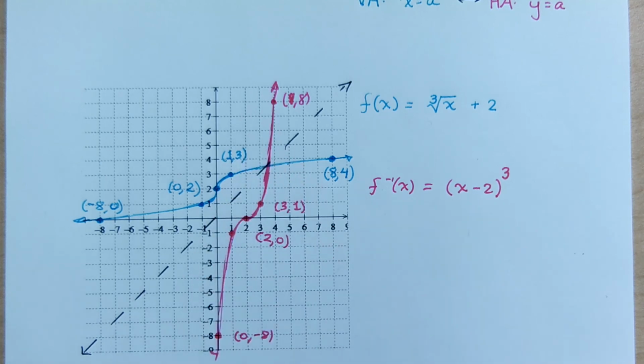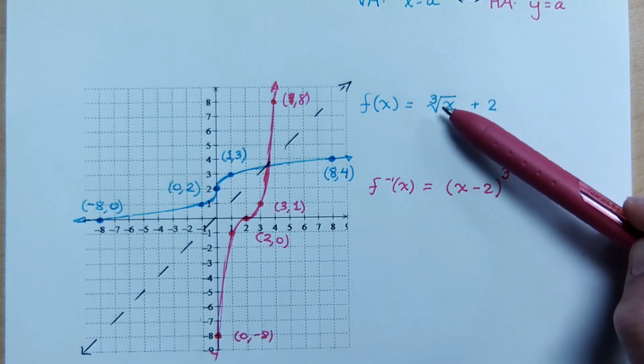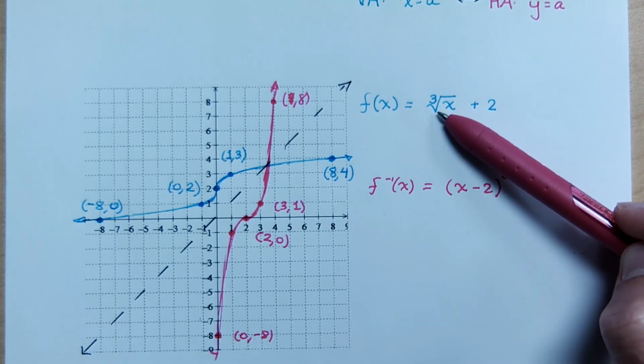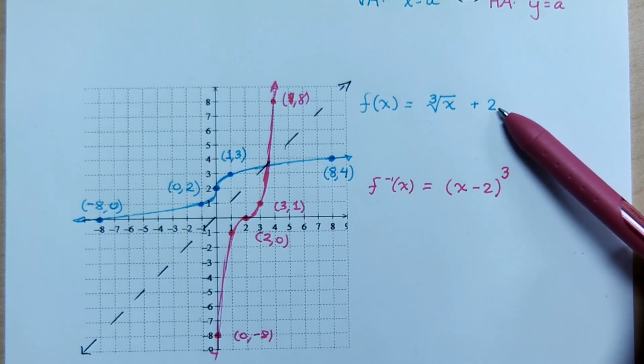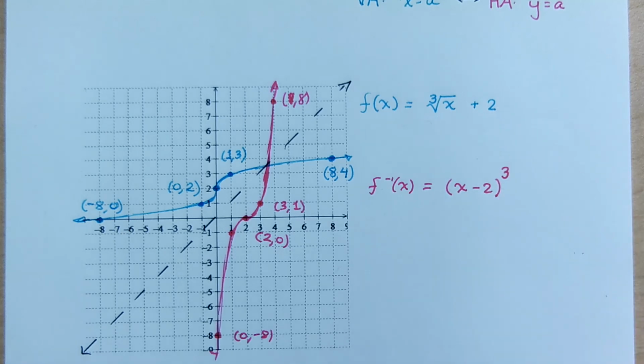Now, I want you to notice some things here. What would undo a cube root? Cubing. What will undo plus 2? A minus 2. But the order is going to be very important so that we have it undoing things in the correct order. And that's what we're going to talk about next.